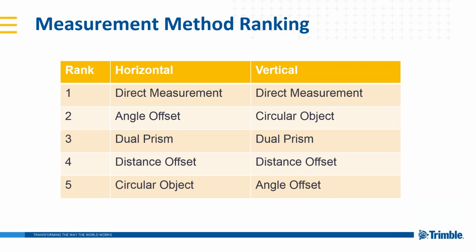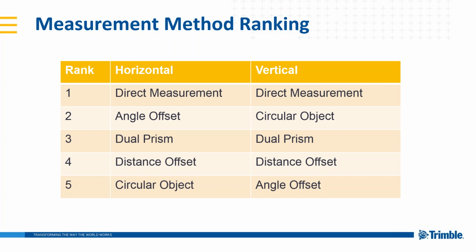Most surveyors are familiar with total station measurement methods. The most common, of course, is the direct measurement. But there are also some other kinds of measurement methods: angle offset, dual prism, distance offset, and the circular object. These other kinds of measurement methods are more indirect in nature.